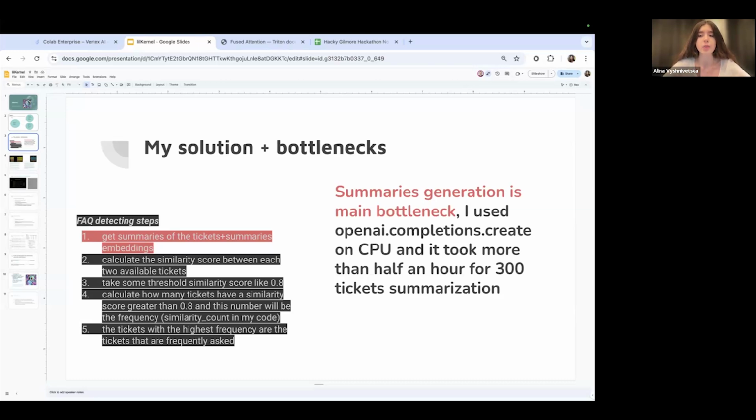But the bottleneck of this solution is getting summaries of the tickets, and what I used first for that was OpenAI completions create, and I used it on CPU. So I just had the simplest and the least efficient solution that could be, and for this reason, 300 tickets were summarized for a long time, and I could only perform this method month by month, because you have not so many tickets in one month.